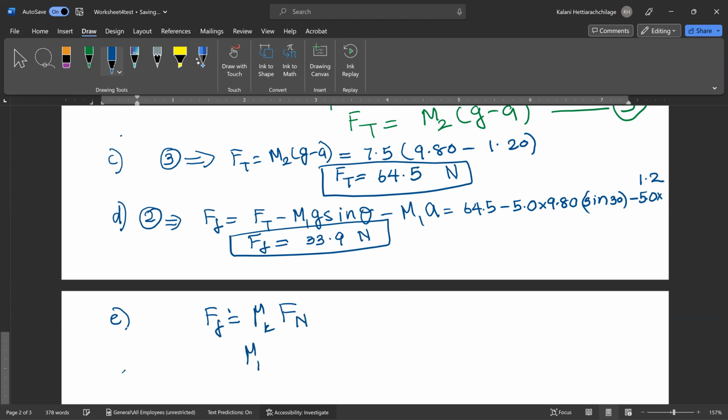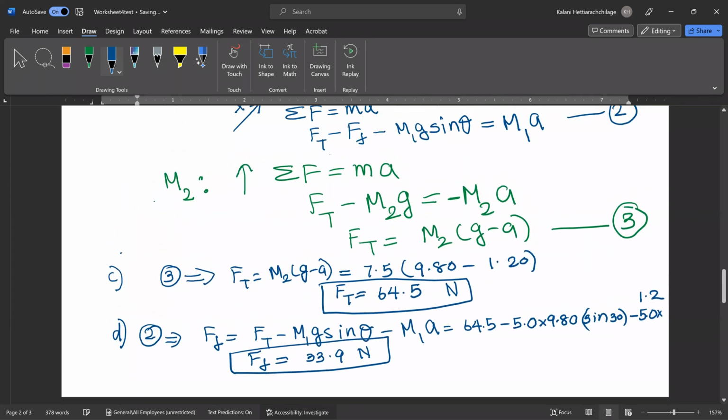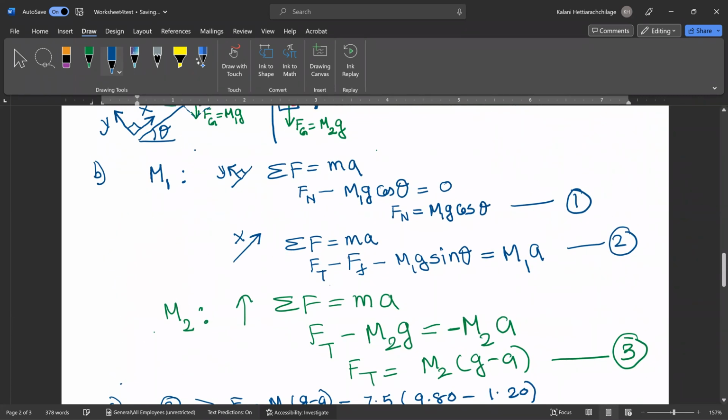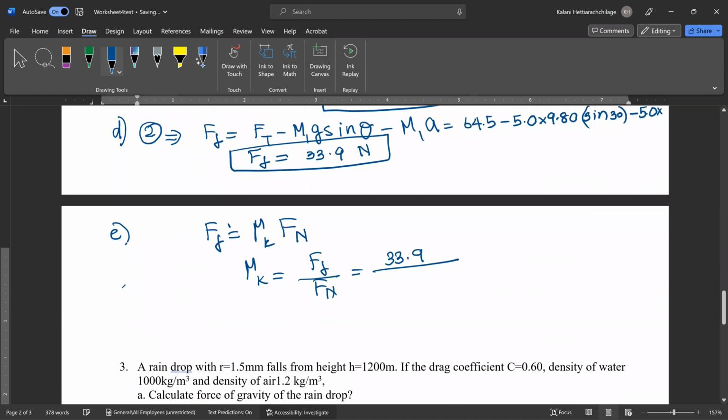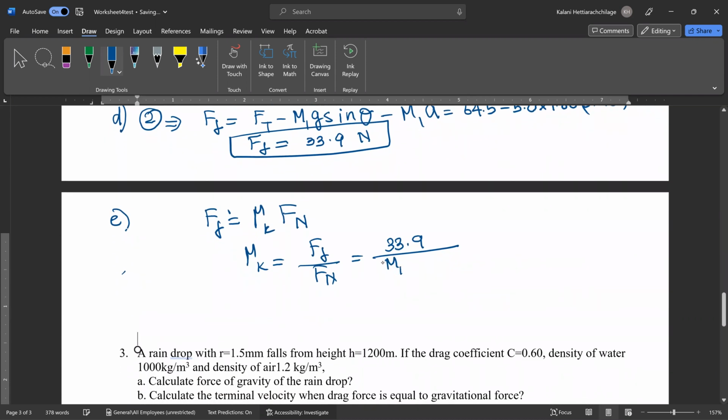This formula does not have a direction. So mu k is friction force divided by normal force. Friction force we already calculated, and normal force, you see from formula 1, is M1 G cosine theta. So now you're going to plug that in and calculate.